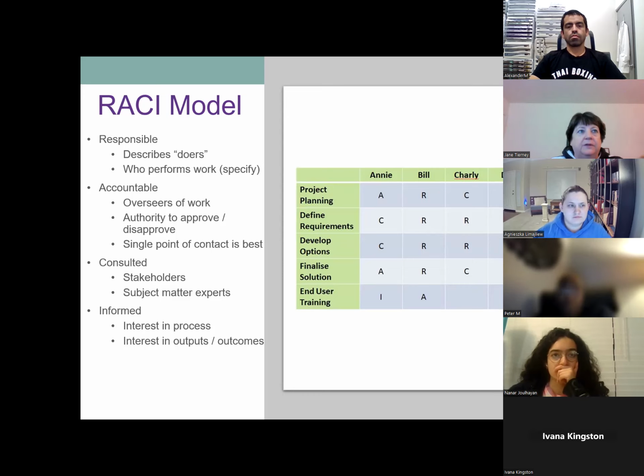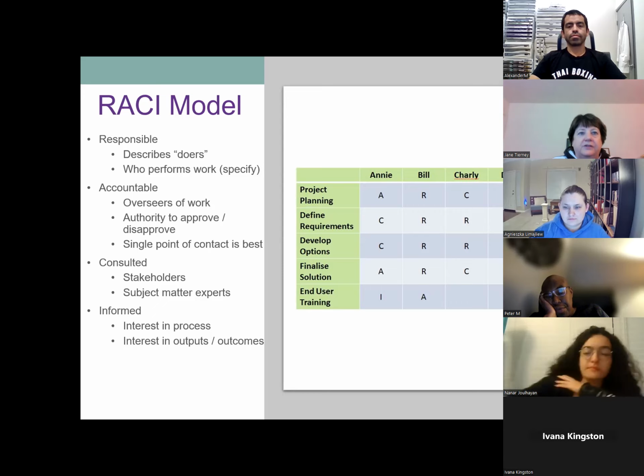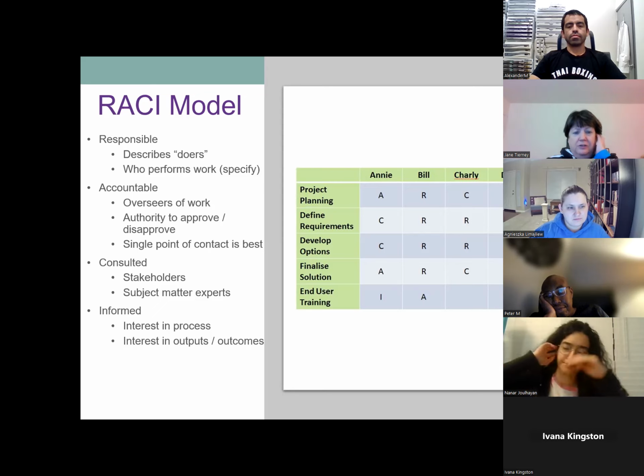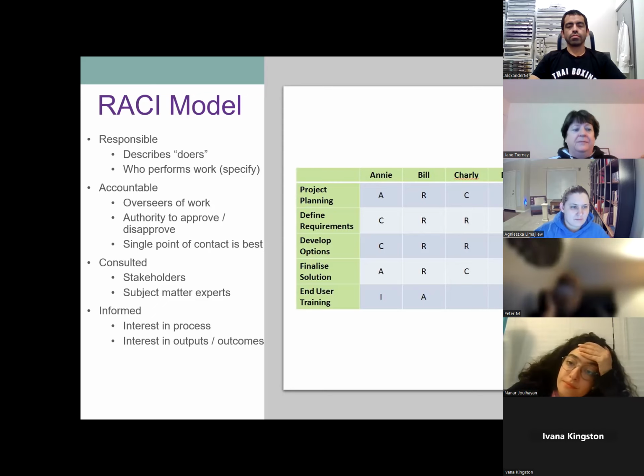Annie's got some accountability, and Charlie might be a subject matter expert that you want to ask about this thing. When we're defining the requirements, Bill and Charlie are going to do that, and they're going to work with Annie and Debbie, who can maybe give them some advice. And then we get to the options. It's Bill and Charlie with Annie looking on and helping out, and so on and so forth. So it's a pretty easy chart to use, and it makes things really clear.